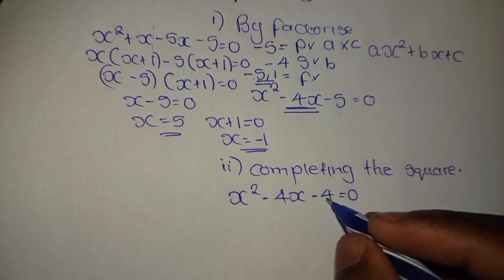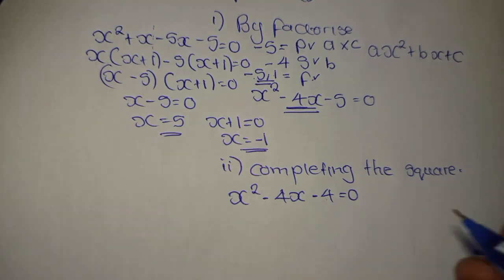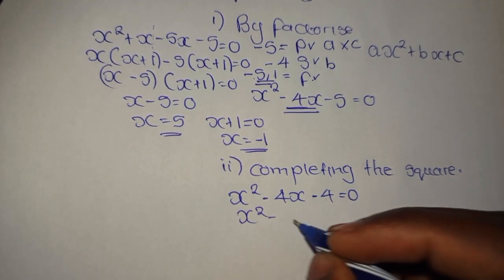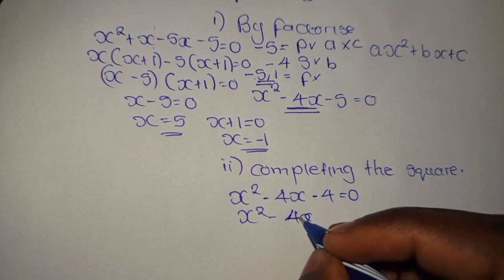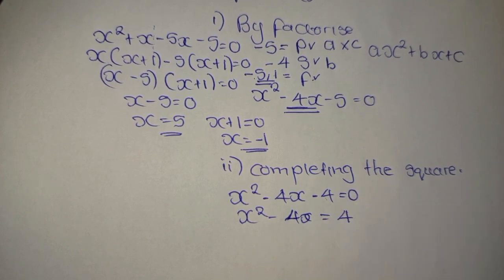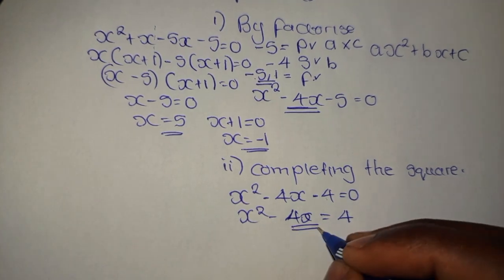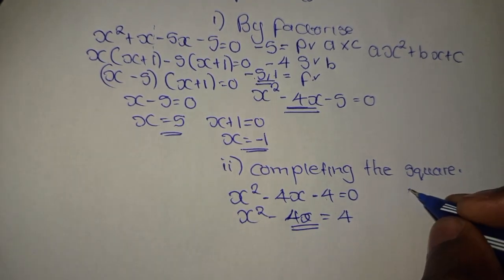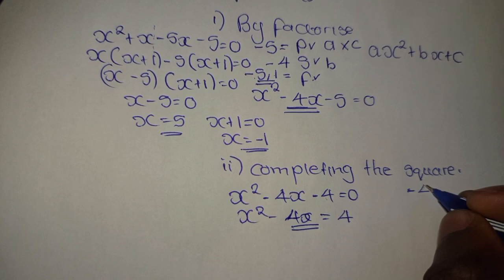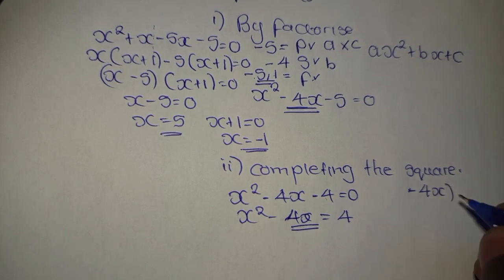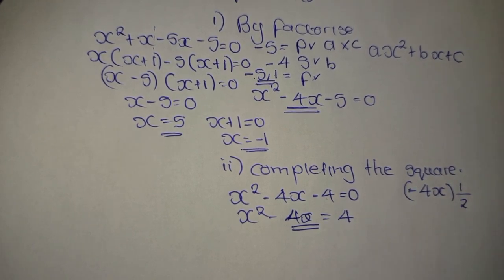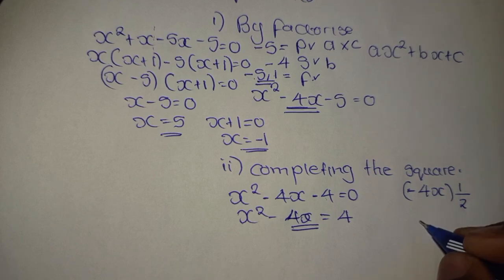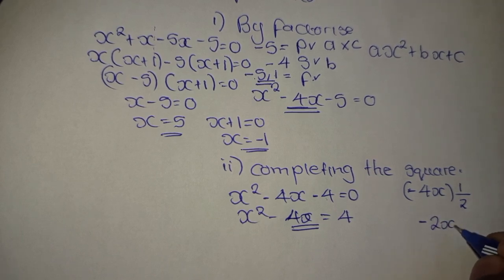Then the second thing is that you take your negative 4 to the other side. In this case, you are taking c to the other side, and you have negative 4x is equal to 4. Then the third thing that we do is you get the value for b, in this case negative 4x, and you multiply this by half. Immediately you multiply this by half, you will get negative 2x.